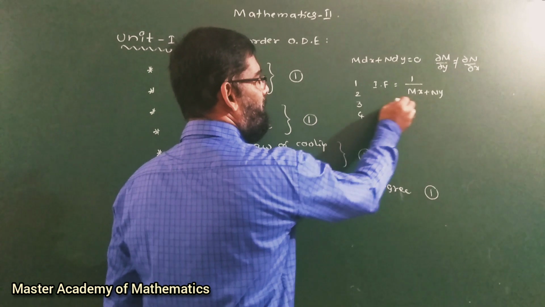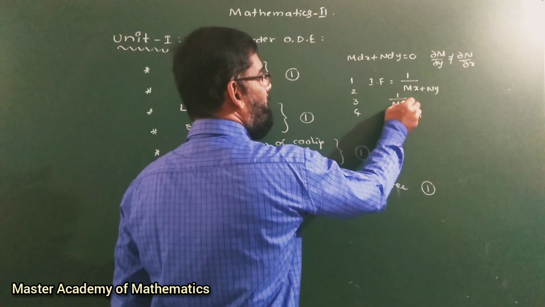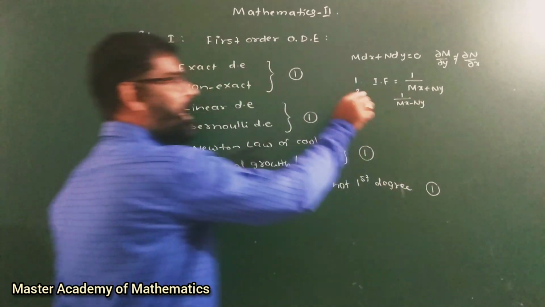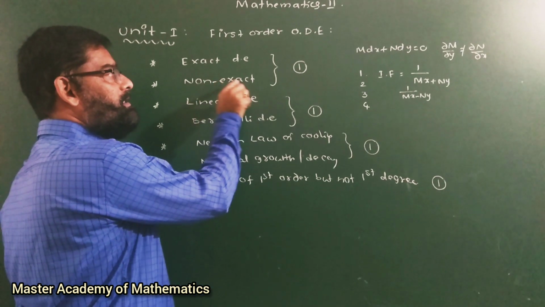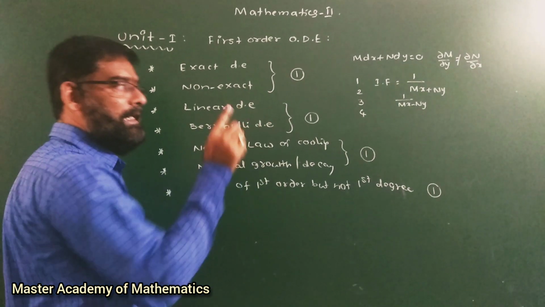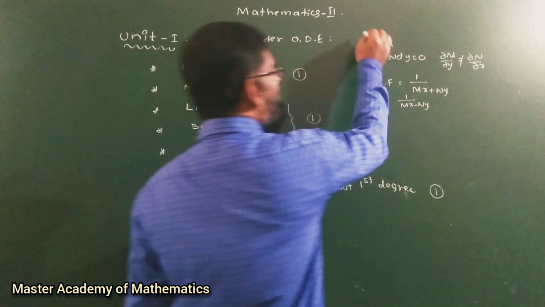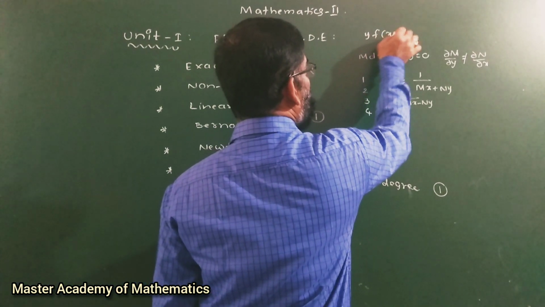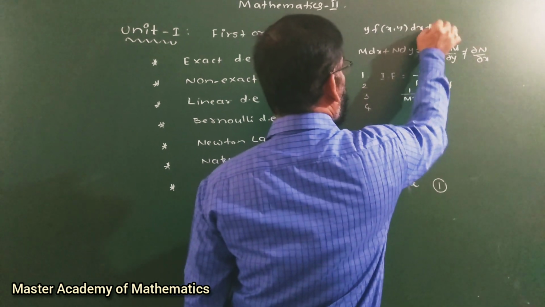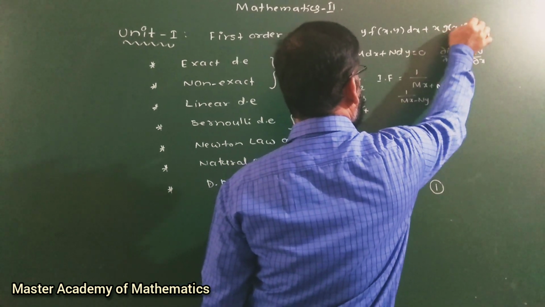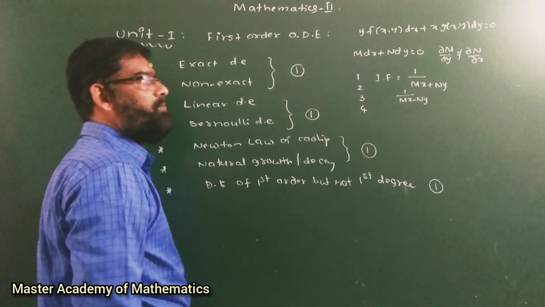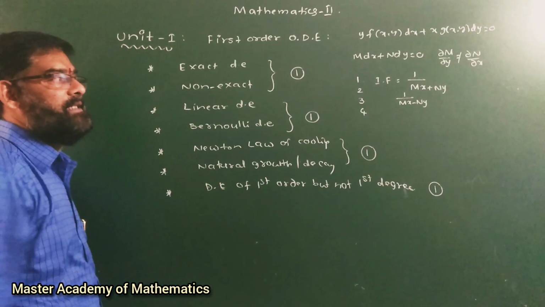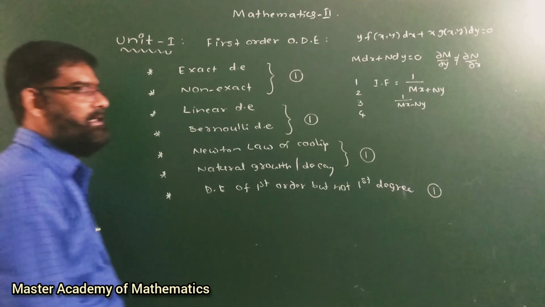The second method is 1 divided by Mx minus Ny. This second method is applicable when the given non-exact differential equation is non-homogeneous and is in the form y into f of x comma y dx plus x into g of x comma y dy equal to 0. If it is in that particular form, you can apply the second method of non-exact.